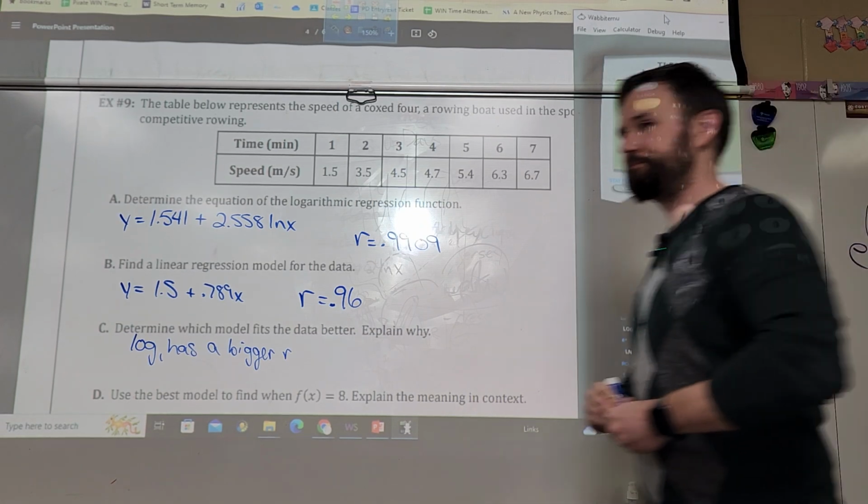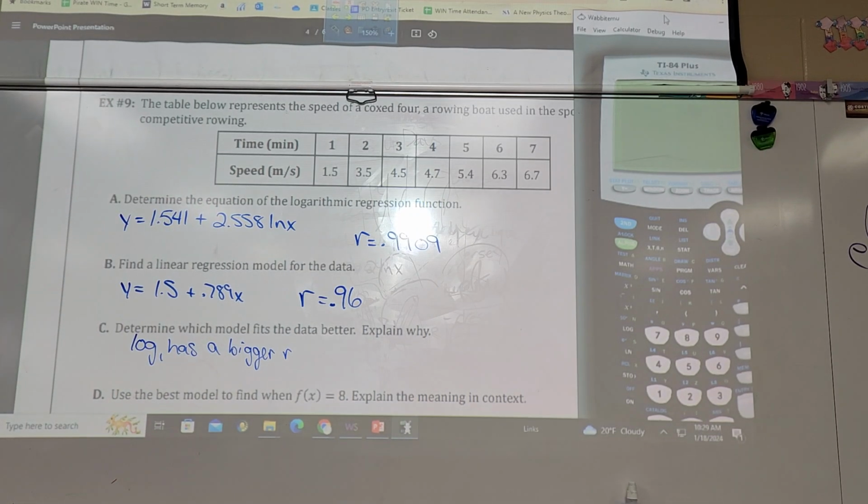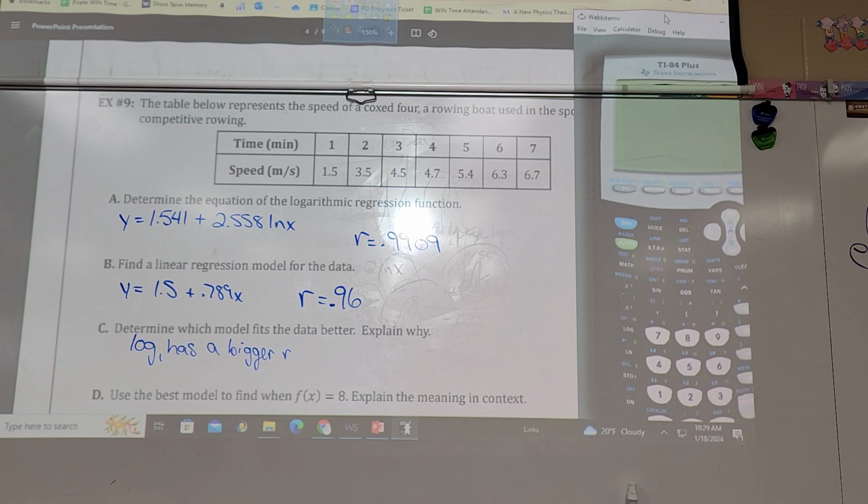Closest to 1. Oh, they can. No, they can't. Not with R. That's the correlation coefficient. Yeah, you can have a negative R. Negative 0.99 is better than 0.96. You'll see that. That's not going to come up here, though. In AP Stats, we do.